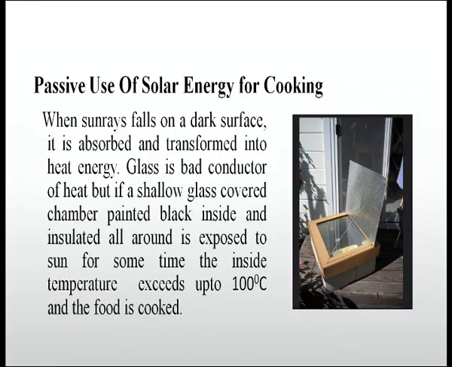Passive use of solar energy for cooking. When sun rays fall on a dark surface, it is absorbed and transformed into heat energy. Glass is a bad conductor of heat, but if a shallow glass covered chamber painted black inside and insulated all around is exposed to sun for some time, the inside temperature exceeds up to 100 degrees centigrade and the food is cooked, as you can see in the figure.